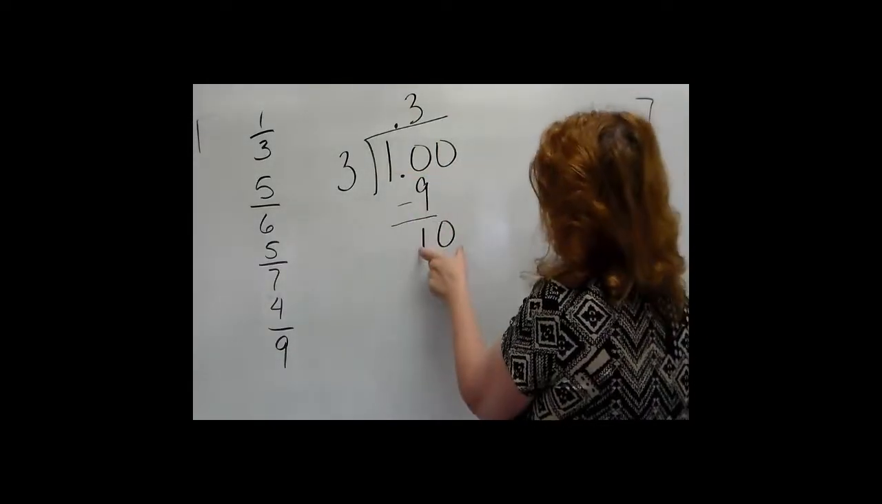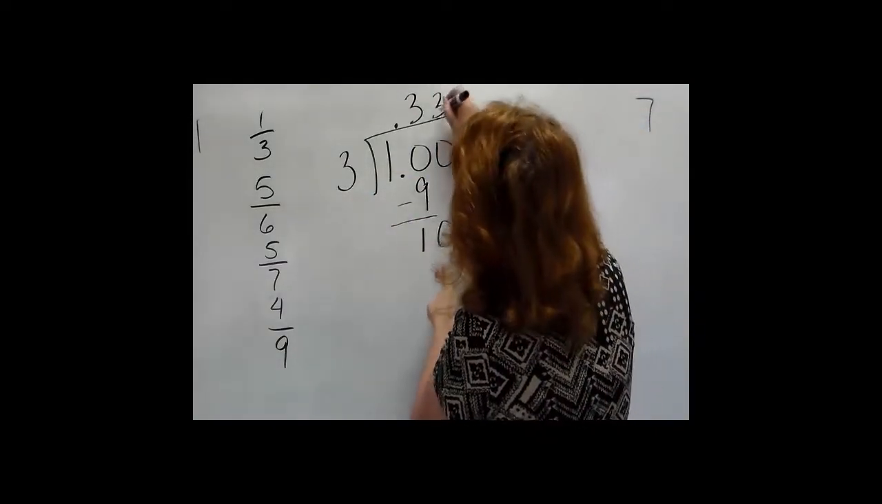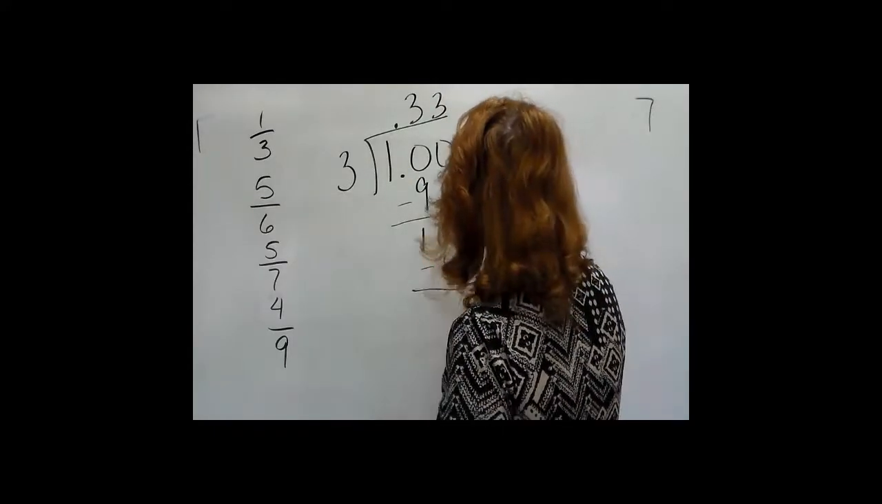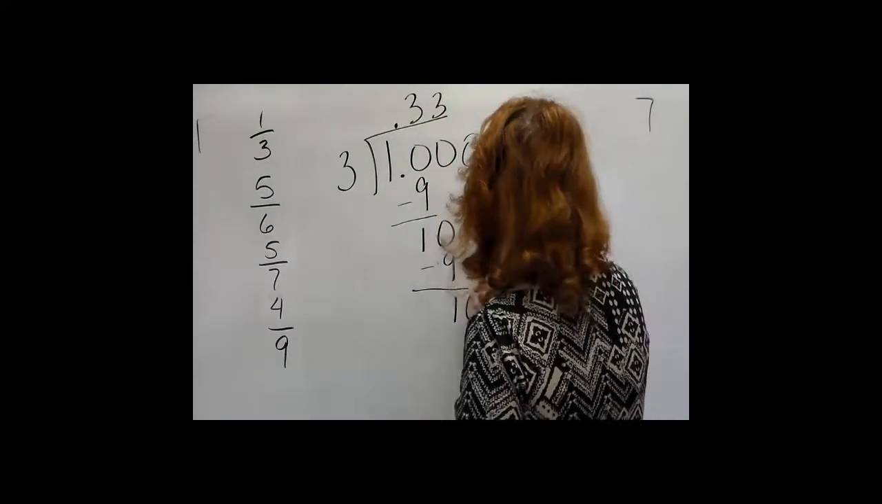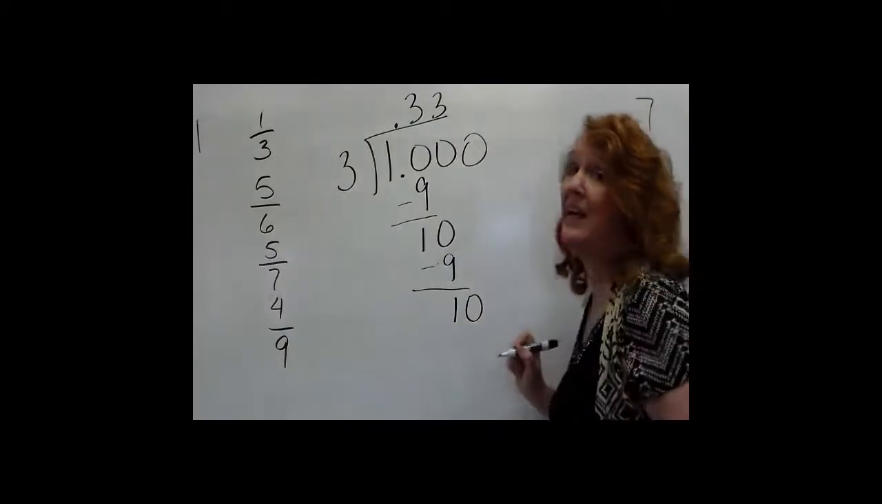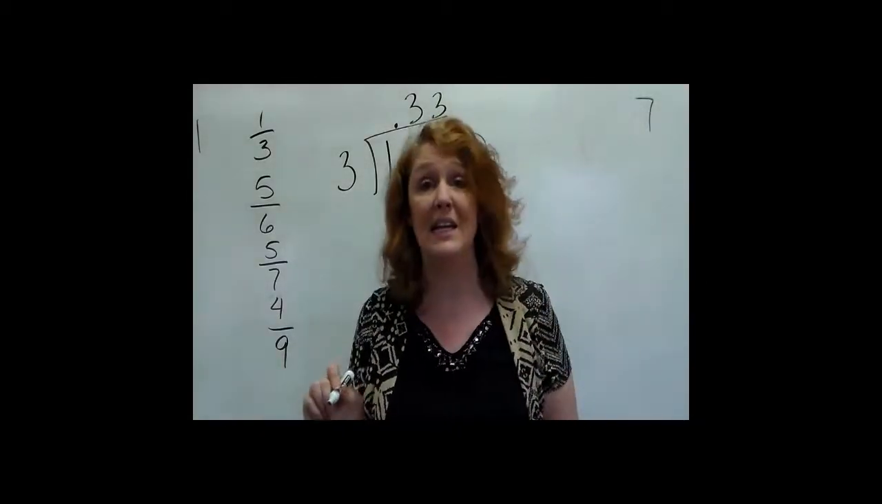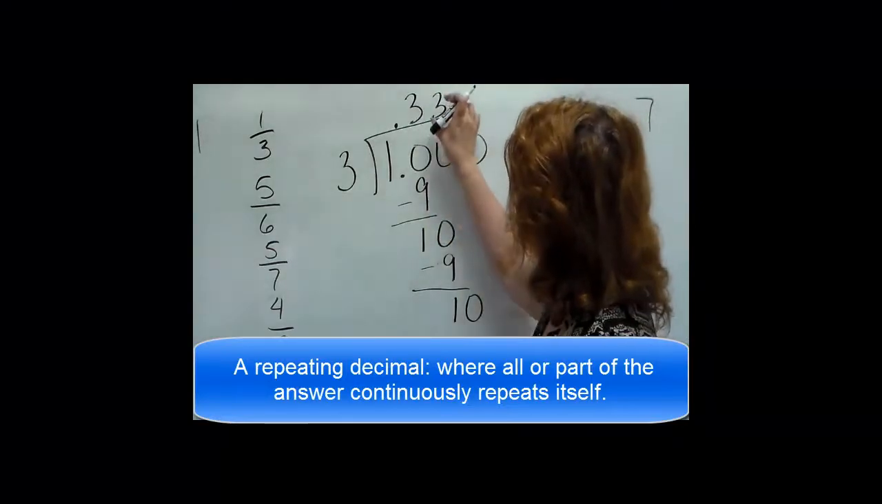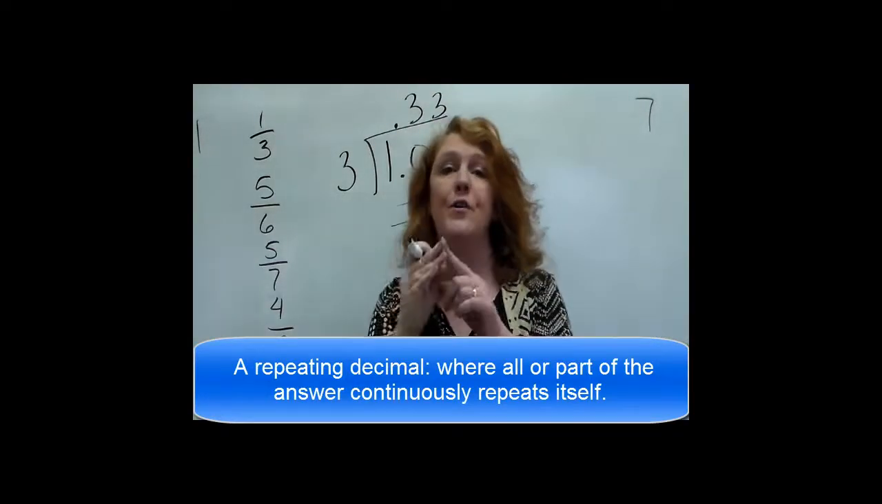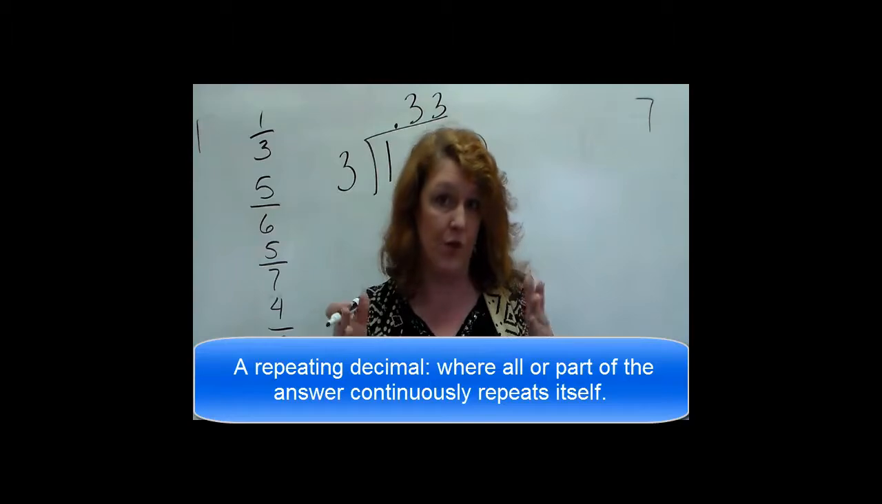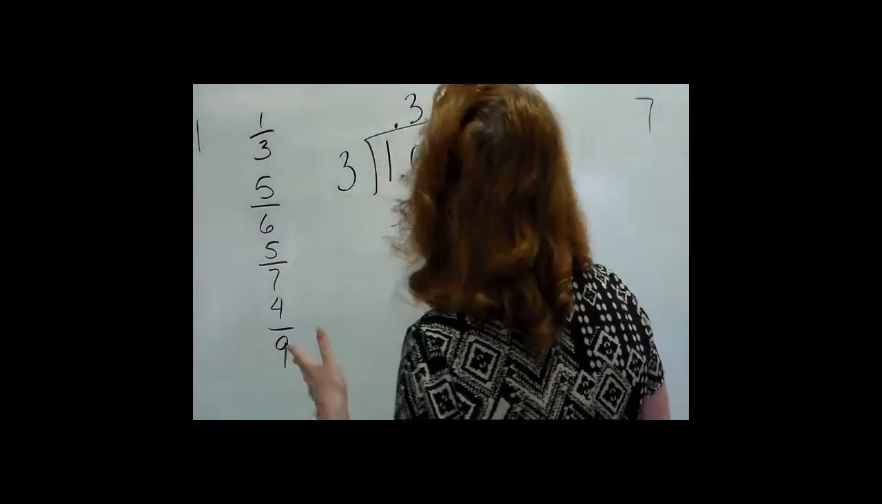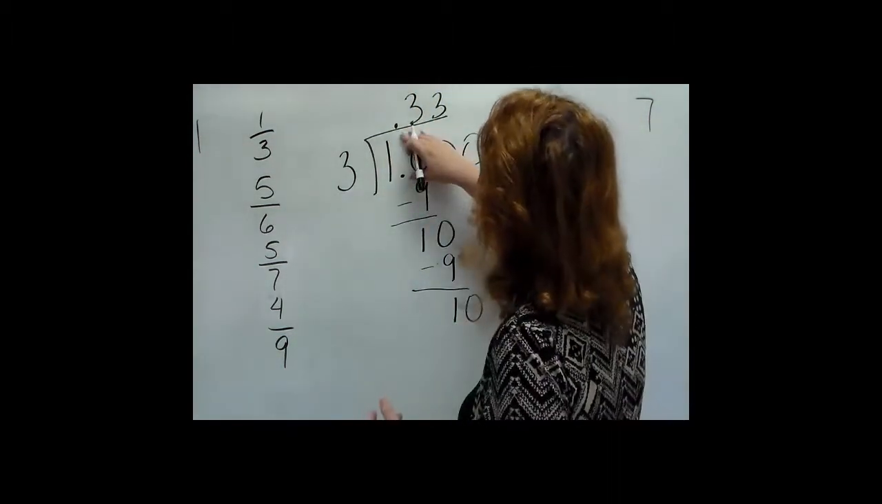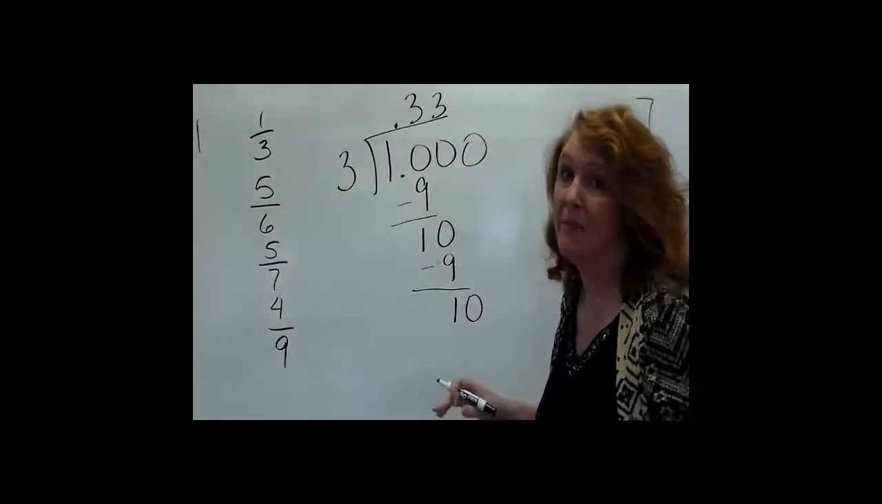And look, we've got a 10 again. 3 goes into 10 3 times. 3 times 3 is 9, we subtract, we get a 1, we can annex another 0. And look, we've got a 10 again. This is what we call a repeating decimal. A repeating decimal is where you either have the same number over and over, or you have the same series of numbers over and over again. And 1/3 is going to give you 0.3333 every time.